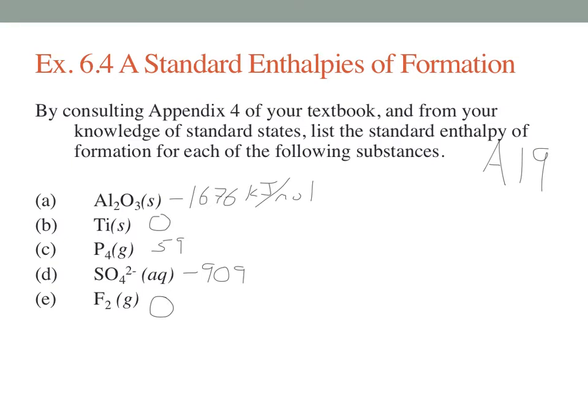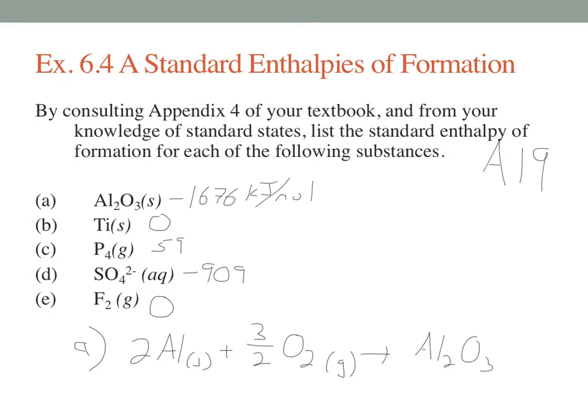And just a reminder, let me do A for a minute, that we can write a balanced equation that goes with any of these. So when we talk about enthalpies, this is 2 aluminums, solid, plus, this is where we're going to get fractions, 3 halves oxygens, gas, makes 1 Al2O3, solid. So that negative 1676 is the heat of formation for this equation.